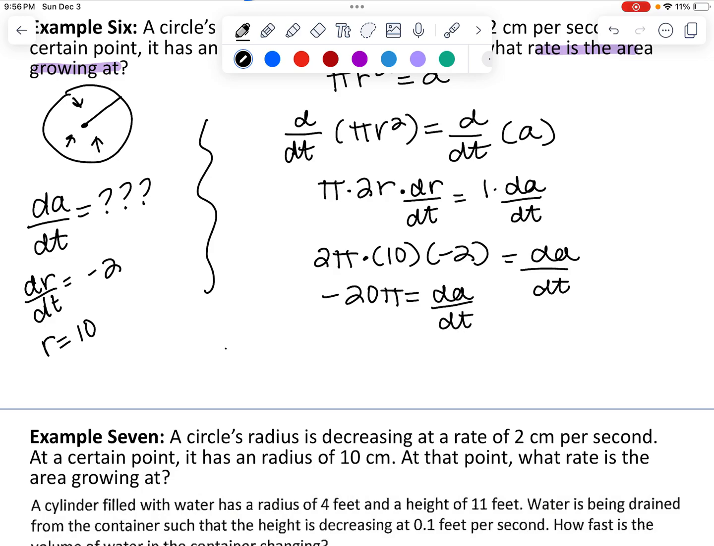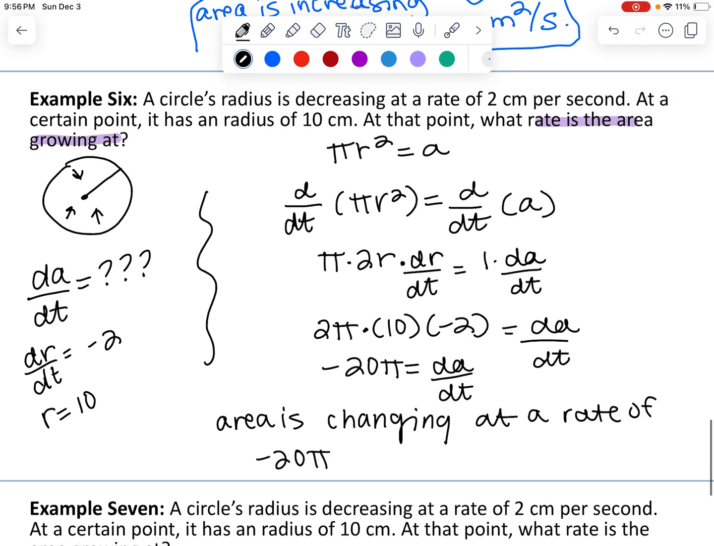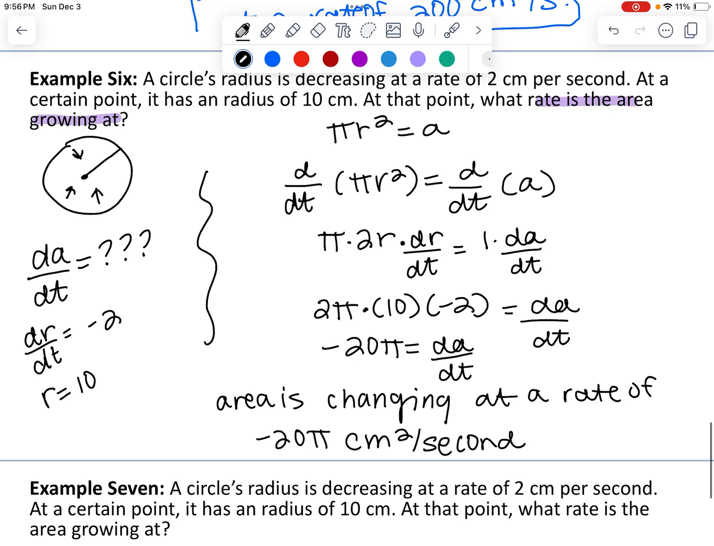And so the area is changing at a rate of -20 pi centimeters squared per second. And you also could have said the area is decreasing at a rate of positive 20 pi centimeters squared per second. But because I didn't say decreasing, I kept that word negative.